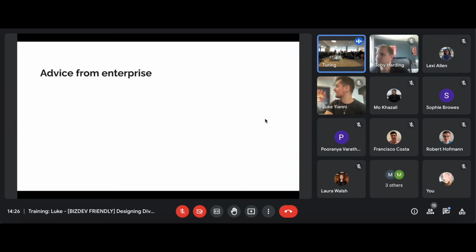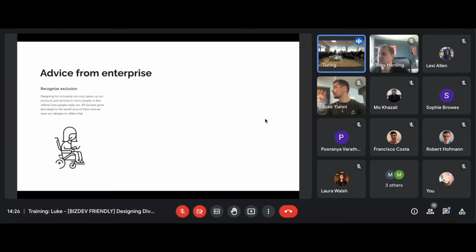Cool. Let's talk about advice from enterprise. Basically, the reason I want to include slides is I think a lot of enterprise companies have great advice for how you can approach design in an accessible and inclusive way. Like we're saying, a lot of these will be the same. We recognize exclusion. Designing for inclusivity not only opens up a product or service to more people, but also reflects how people really are.